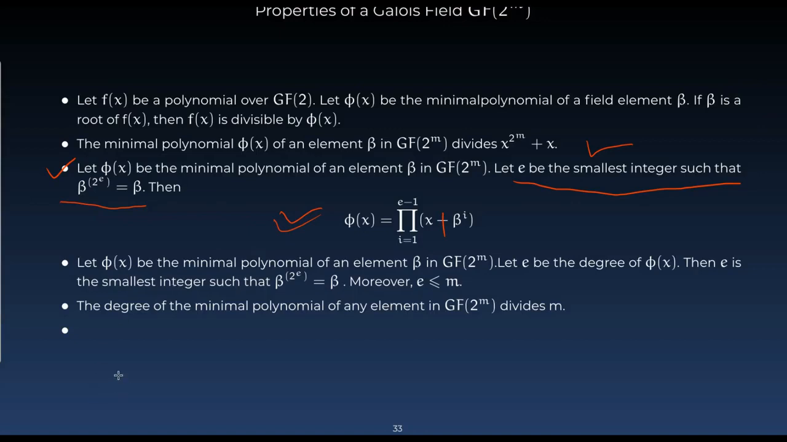Okay, let phi(x) be the minimum polynomial of an element beta in GF(2^m). Let e be the degree of phi(x), then e is the smallest integer such that beta to the power 2^e is equal to beta, and that actually follows from this theorem. So these theorems are important. They are going to be used in BCH code. So for BCH code we have to determine the minimum polynomial, and there we have to know how to determine it. Okay, and the degree of the minimal polynomial of any element of GF(2^m) divides m. It's also very easy to show, and one can do that.